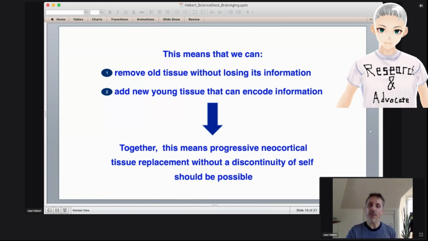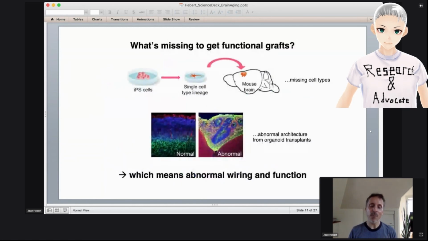But we're not there yet. So despite those very nice examples where connectivity of transplanted cells is remarkably good, it's not good enough. There are things missing. One thing that's missing is these grafts typically don't contain the full complement of cell types that are normally found in the neocortex. And all the cell types are there for a reason. They're all doing something important for function, and without them, the tissue can't function normally. So that's one thing: they're missing cell types.